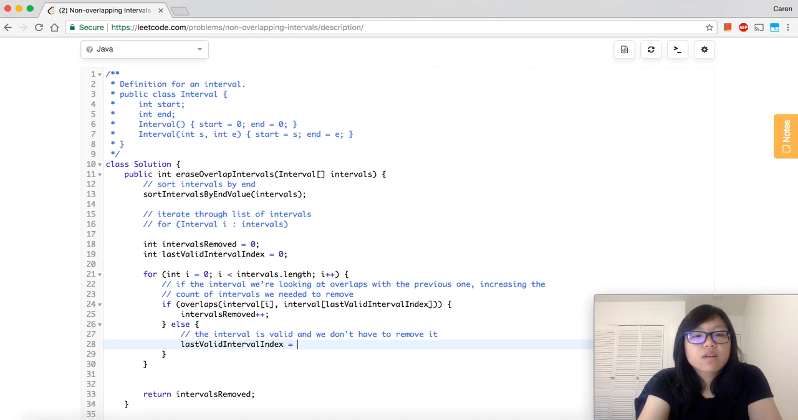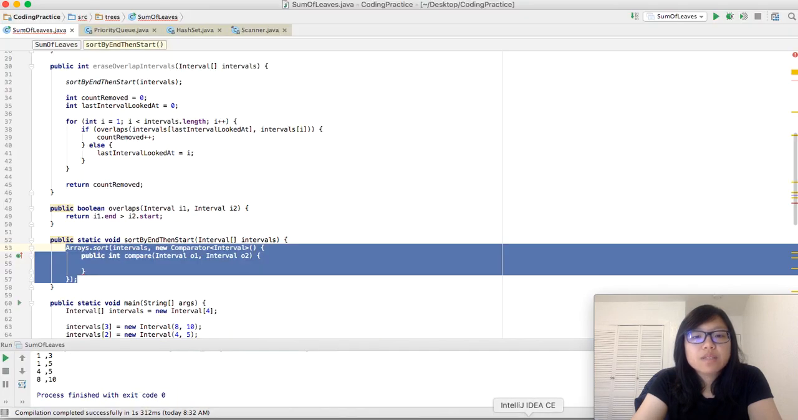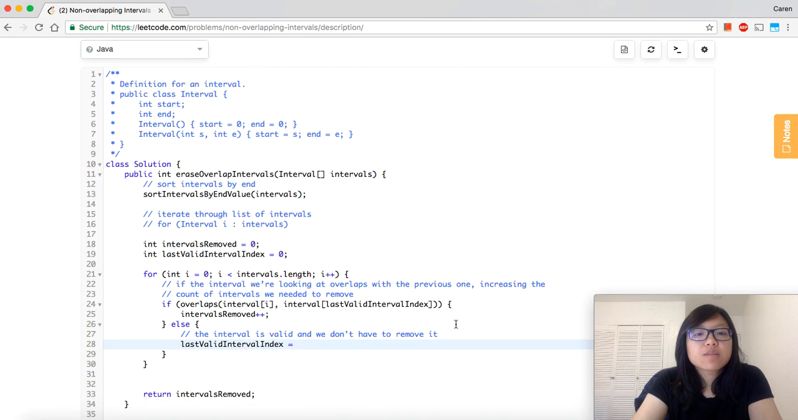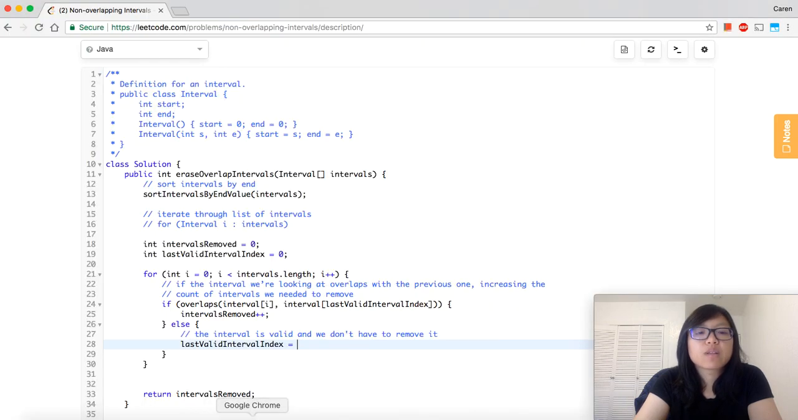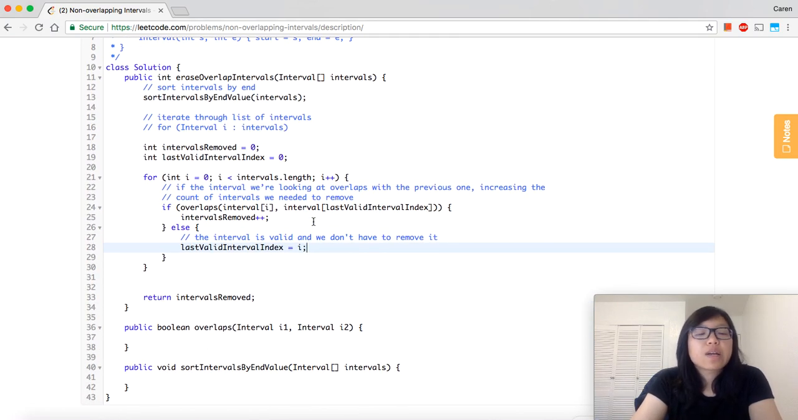interval index. So we can't just simply increment it, because if we just incremented it, we're going to end up looking at the wrong interval. So if we're at 1, 3, and we go to 2, 5, and then we go to 3, 8, if we simply increased it, we would end up comparing the next one with 2, 5, which is not the right interval to compare it to. So instead, we want the next interval to compare with the current interval we're at. So that means we should set last valid interval index to i. So this seems like a great plan to me so far.